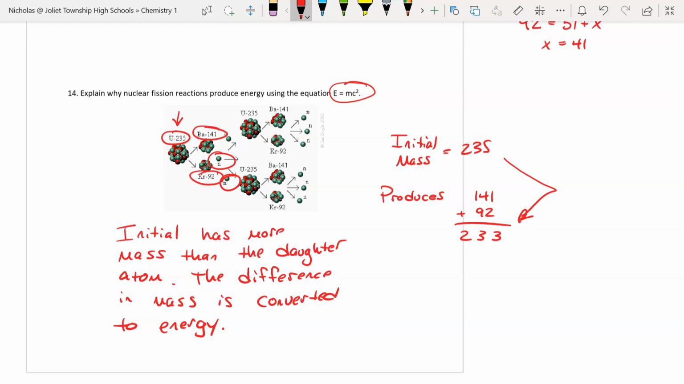And there you go. So in our equation here, E equals mc squared, when we're talking about the energy that's being produced, we're looking at the mass here. So the difference in mass results in more energy being produced in this case. And there you go.